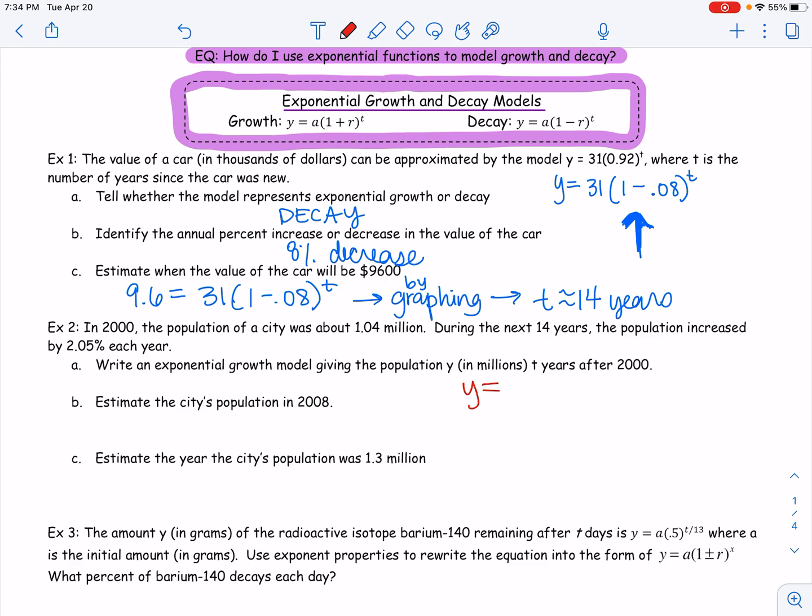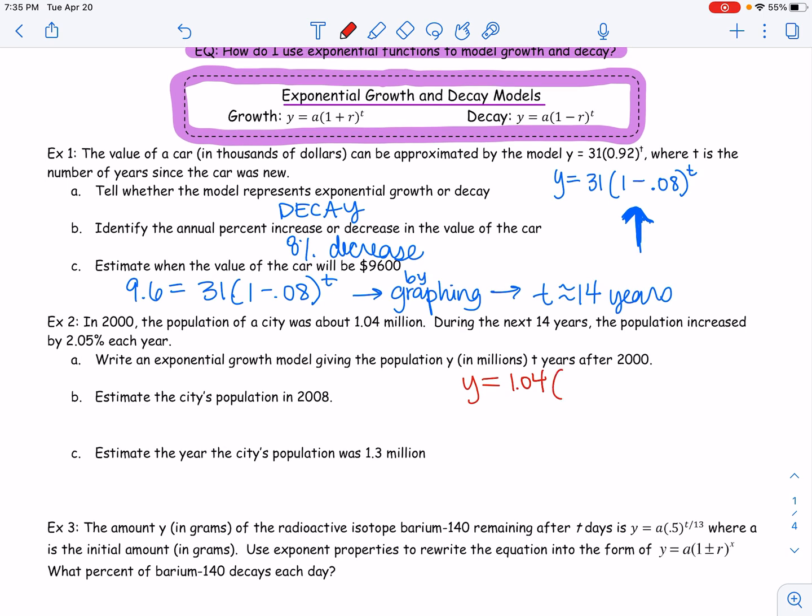So y equals. Now remember, we're writing this in terms of millions. What is your initial amount? Your initial amount was 1.04 million times growth, 1 plus what is your rate? Your rate is 2.05%. So writing that as a decimal, moving your decimal 2 places to the left, you're going to get 0.0205. And then, of course, that is raised to the t power, which is representing the years after 2000. So this is the model that we're using for this specific problem.